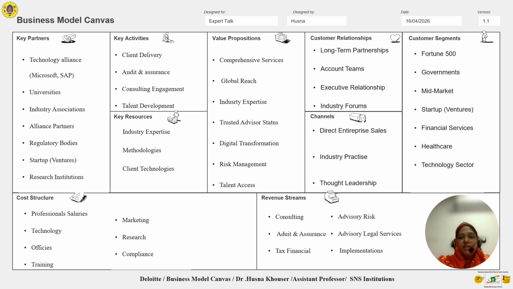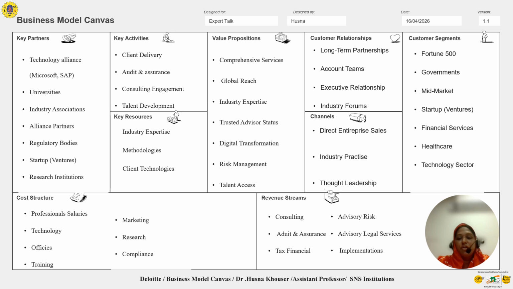Next is key activities and resources. So key activities, like Deloitte, they are focusing on client delivery, audit assurance, consulting, talent development, and resources, which include industry experts, methodology, client technologies.